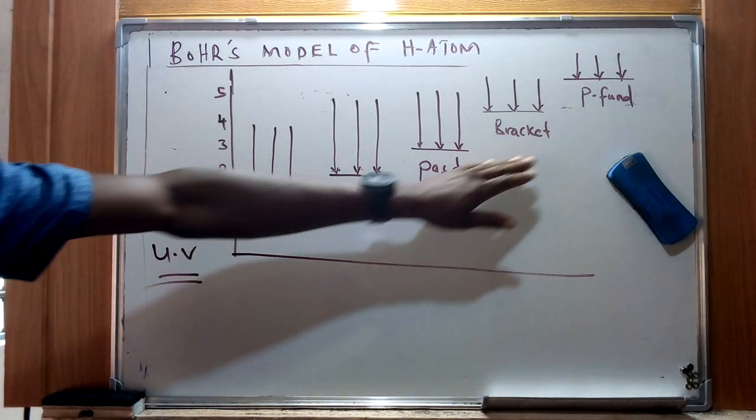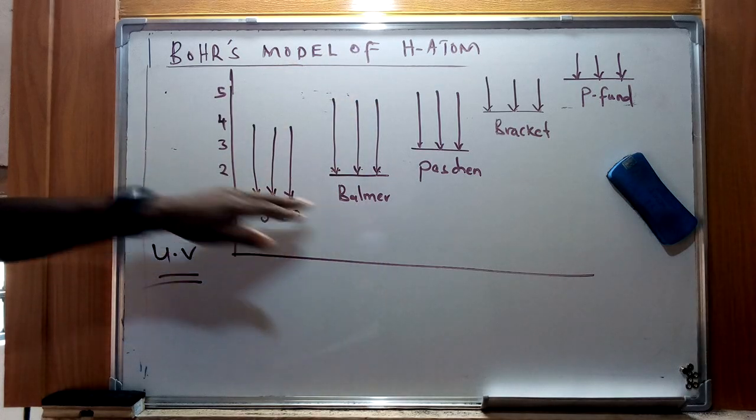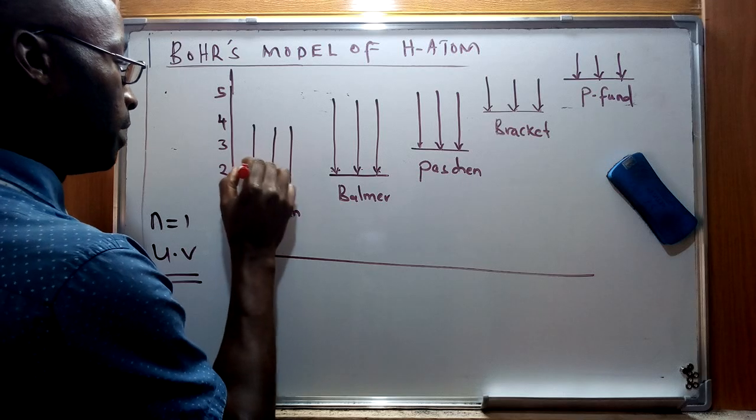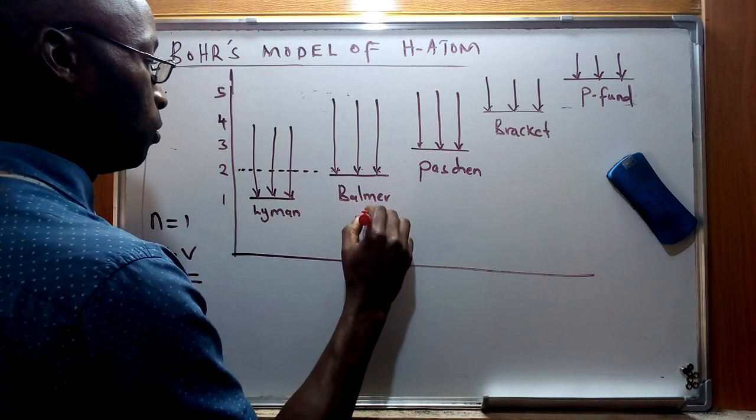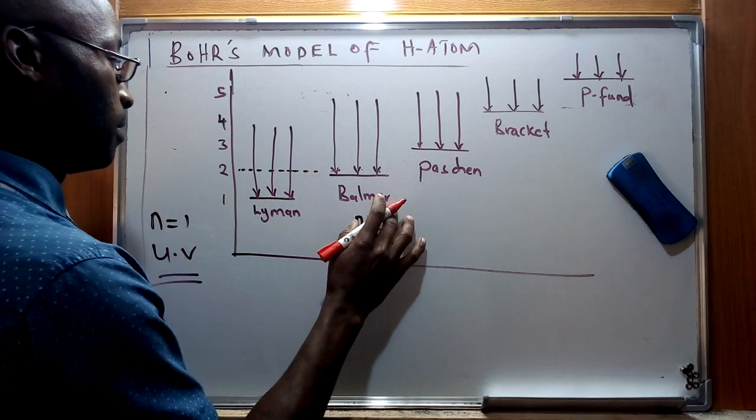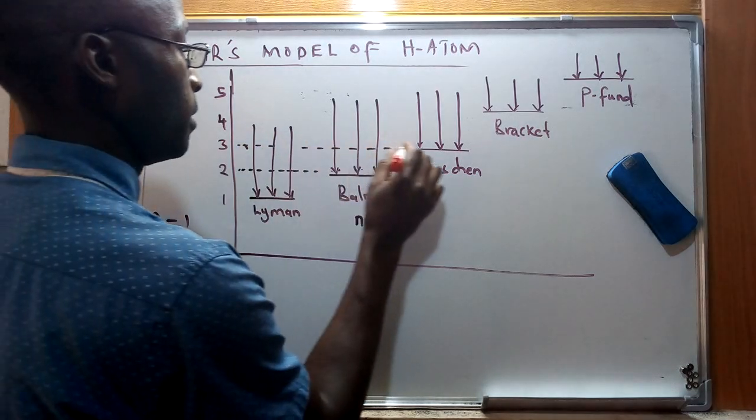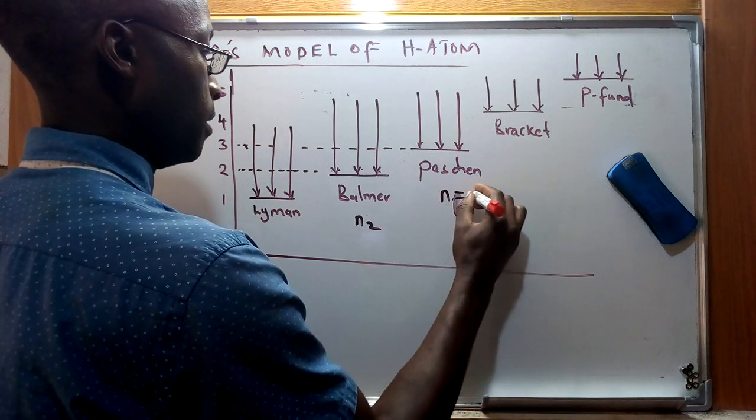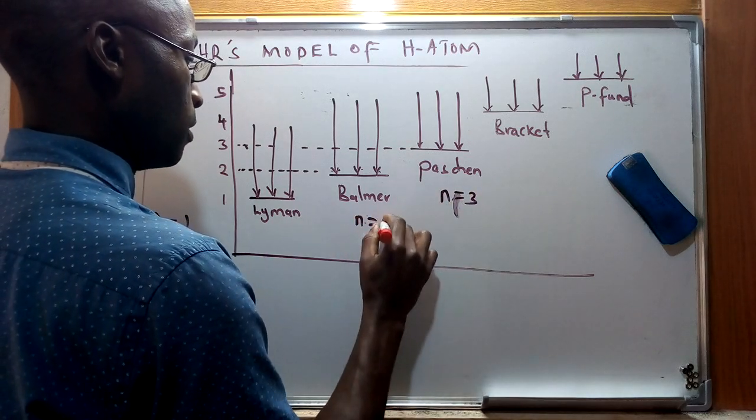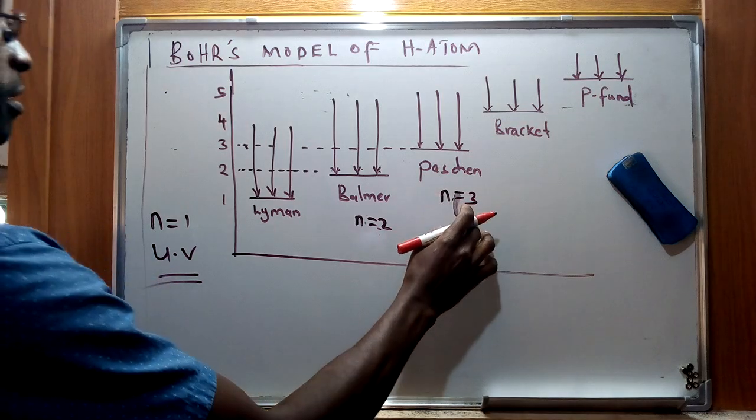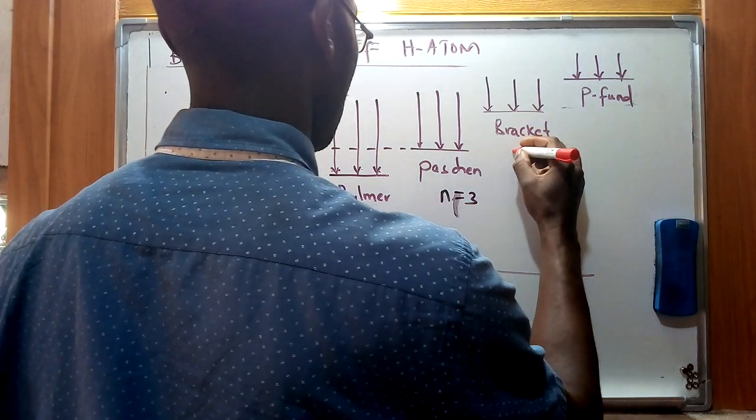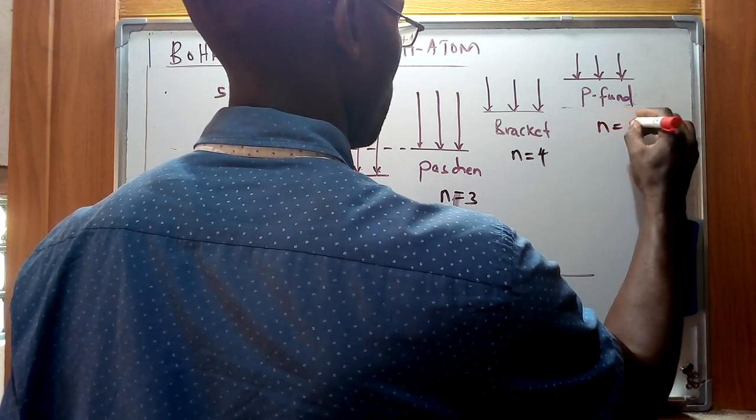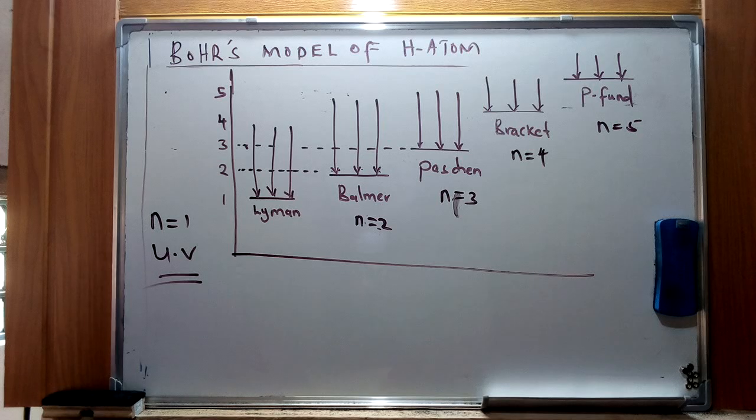Now, the subsequent transitions show a transition from a higher energy level. For the second one, this is a transition to N2, and is given the name Balmer series. The transition to N is equal to 3 is known as the Paschen series, and the transition to N is equal to 4 is referred to as the Brackett series. And lastly, the transition to N is equal to 5 is referred to as the Pfund series.